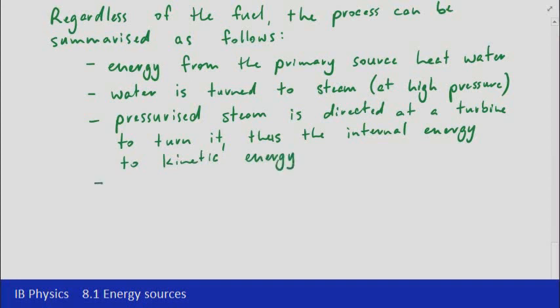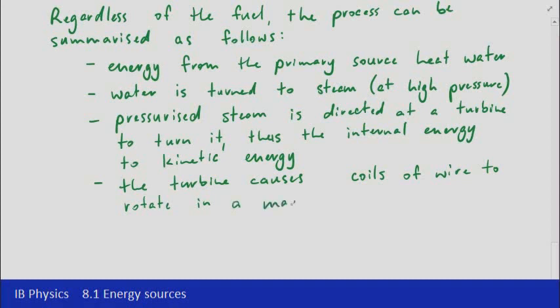And the second last step: the purpose of the turbine is to cause coils of wire to rotate in a magnetic field. And as we've seen, if we have a coil of wire rotating or moving through a magnetic field, that's going to produce a current. And if a current is produced, that basically means we're converting kinetic energy to electrical energy.